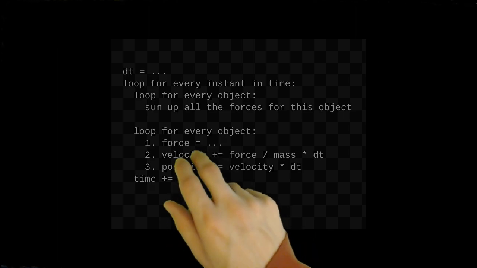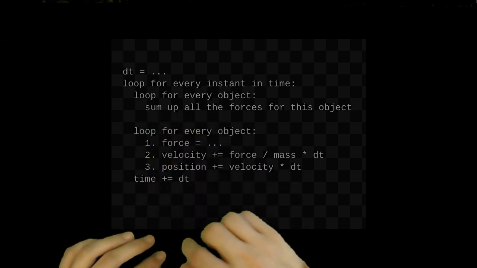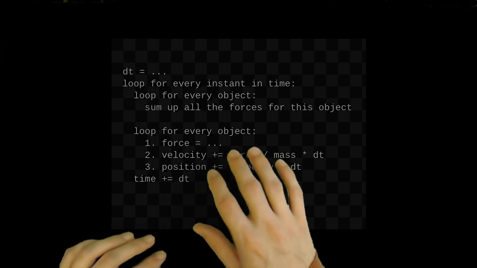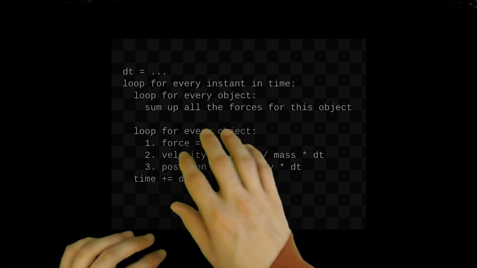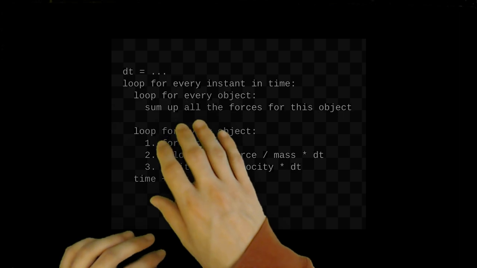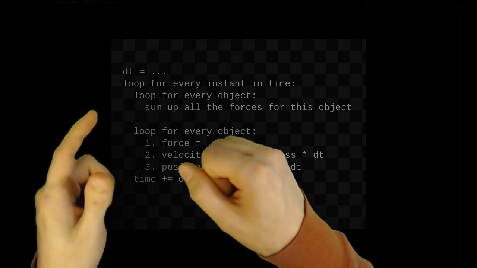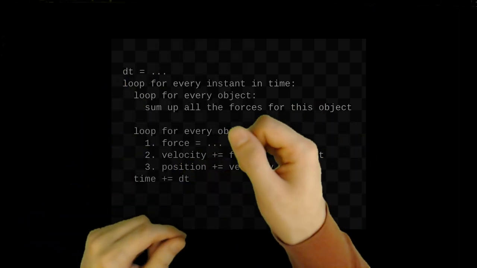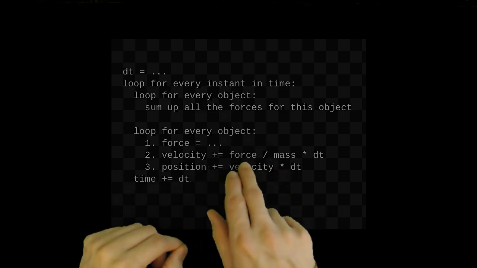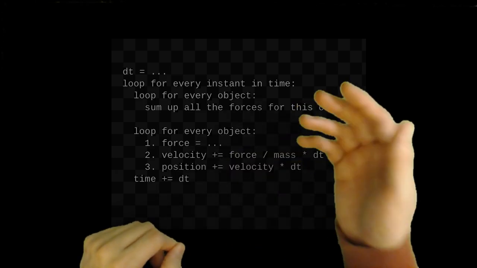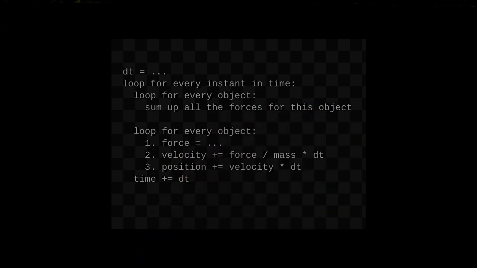The other difference is the sum up all the forces bit. In the last video, we talked about how forces work, but we didn't talk about what happens when there are more than two objects interacting with each other. The rule here is that forces add. So if one object is feeling forces from two other objects, say a force of 10 and a force of -4, then the resulting force that you would use at this point in the loop would be 6, so 10 plus -4. So yeah, those are the main differences here.